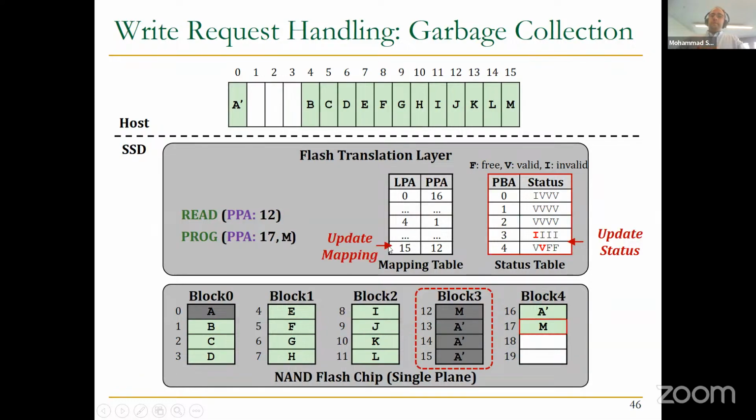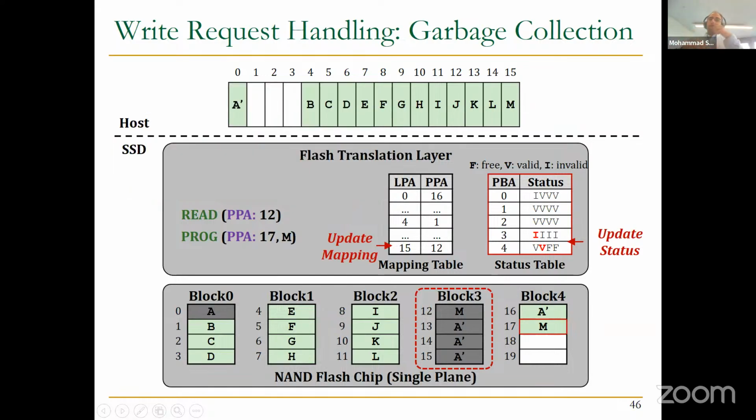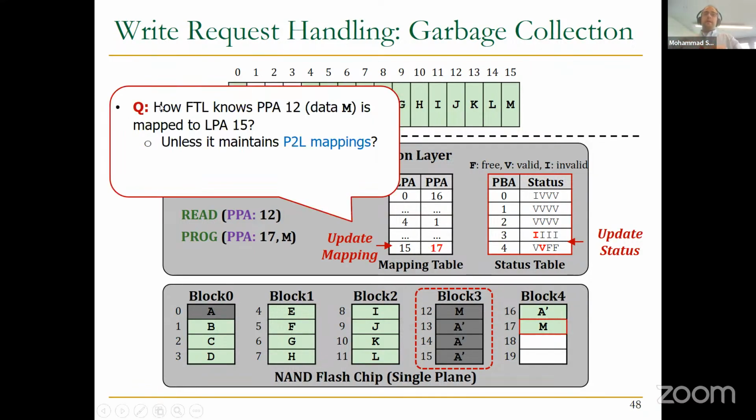And then you need to update the mapping. Here we're going to have some issues when we want to update the mapping, because now we need the mapping the other way around. We know the physical page address 12, but the mapping table is looked up from the logical page address. So how does the FTL know that physical page address 12 is mapped to logical page address 15, unless it maintains physical to logical mapping as well?